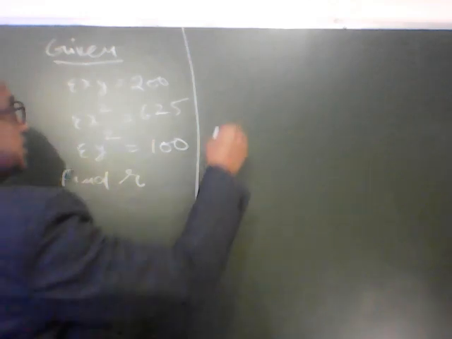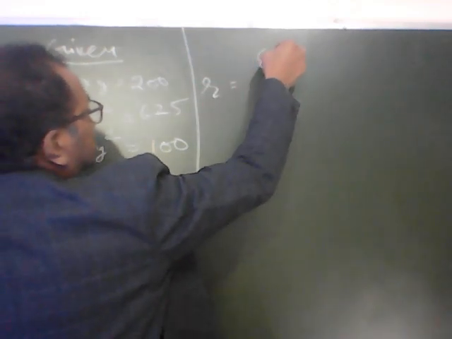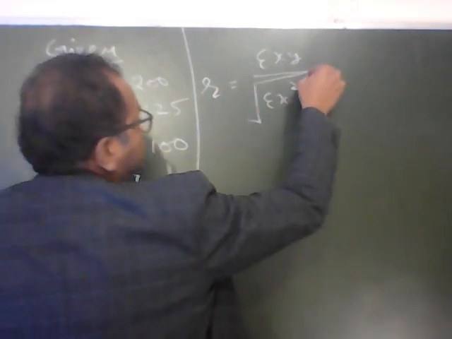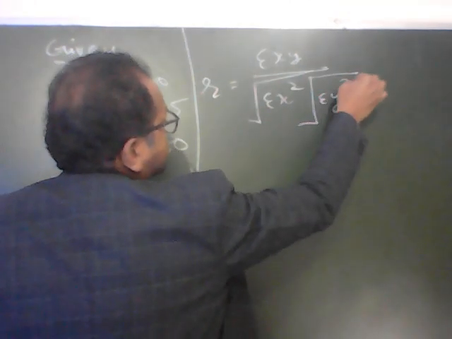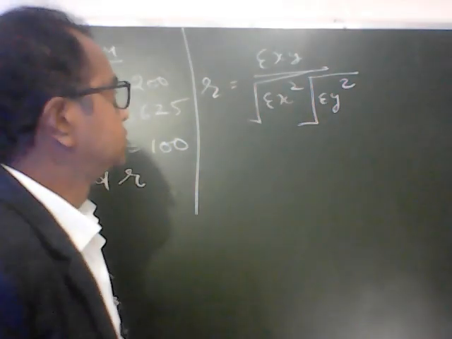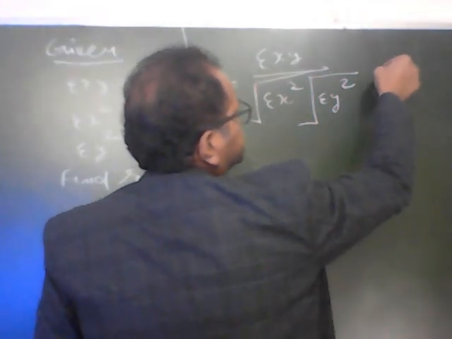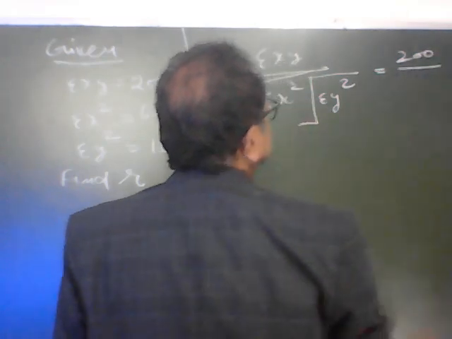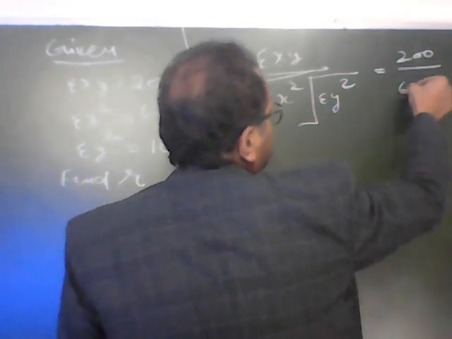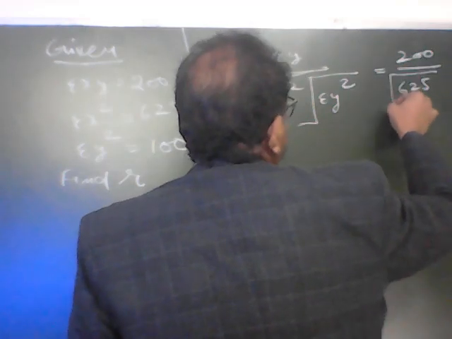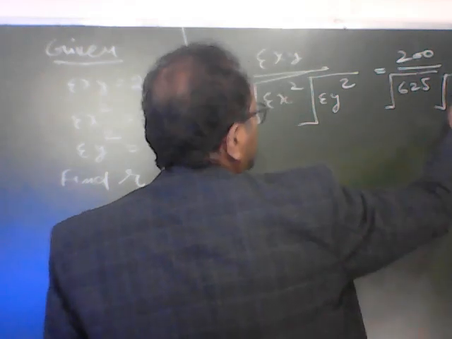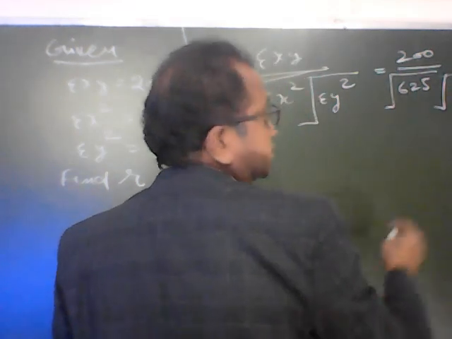So we shall apply the formula r equals summation xy divided by the square root of summation x square, and the square root of summation y square. Let's put the values in it: summation xy equals 200, divided by the square root of summation x square, which is 625, and the square root of summation y square, which is 100.